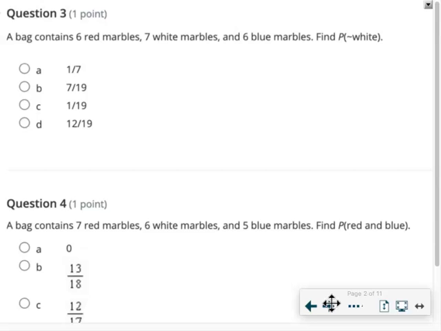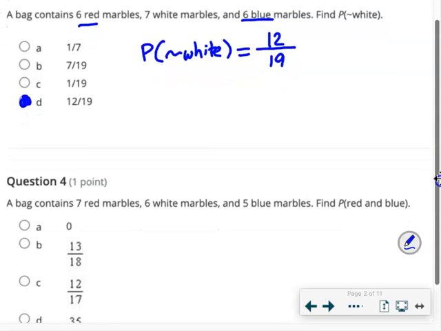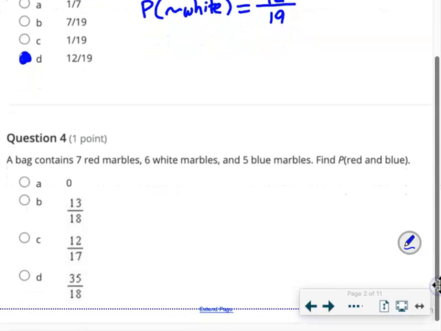A bag contains 6 red marbles, 7 white marbles, and 6 blues. So we're still at 19. The squiggle means not. So this says the probability we get something that is not white. So that would be the only other marble, all the marbles except for the white marbles. So that's going to be 12 again, because there's 6 blue and there's 6 red, a total of 12 out of 19. So we did basically the same exact problem twice in a row. Red or blue is the same as not white.